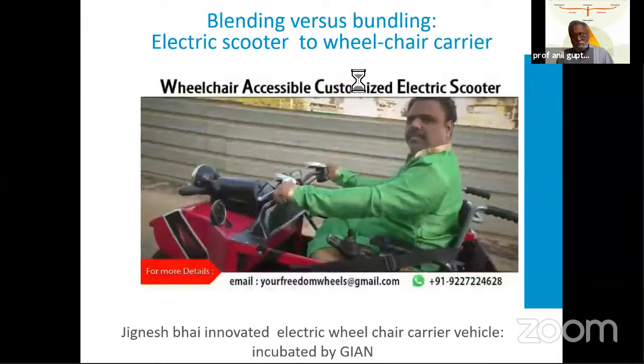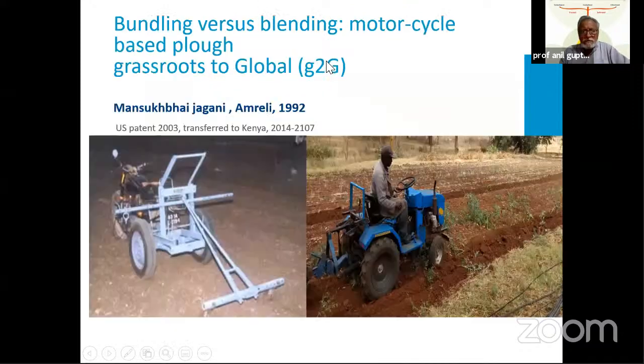So this is one example where a 3-wheel chair carrier has been developed by Jignesh Bhai. His number is given here. If some of you are interested to find out more, you can talk to him. Very nice innovation. Open access can be used anywhere. And this is a way to empower.